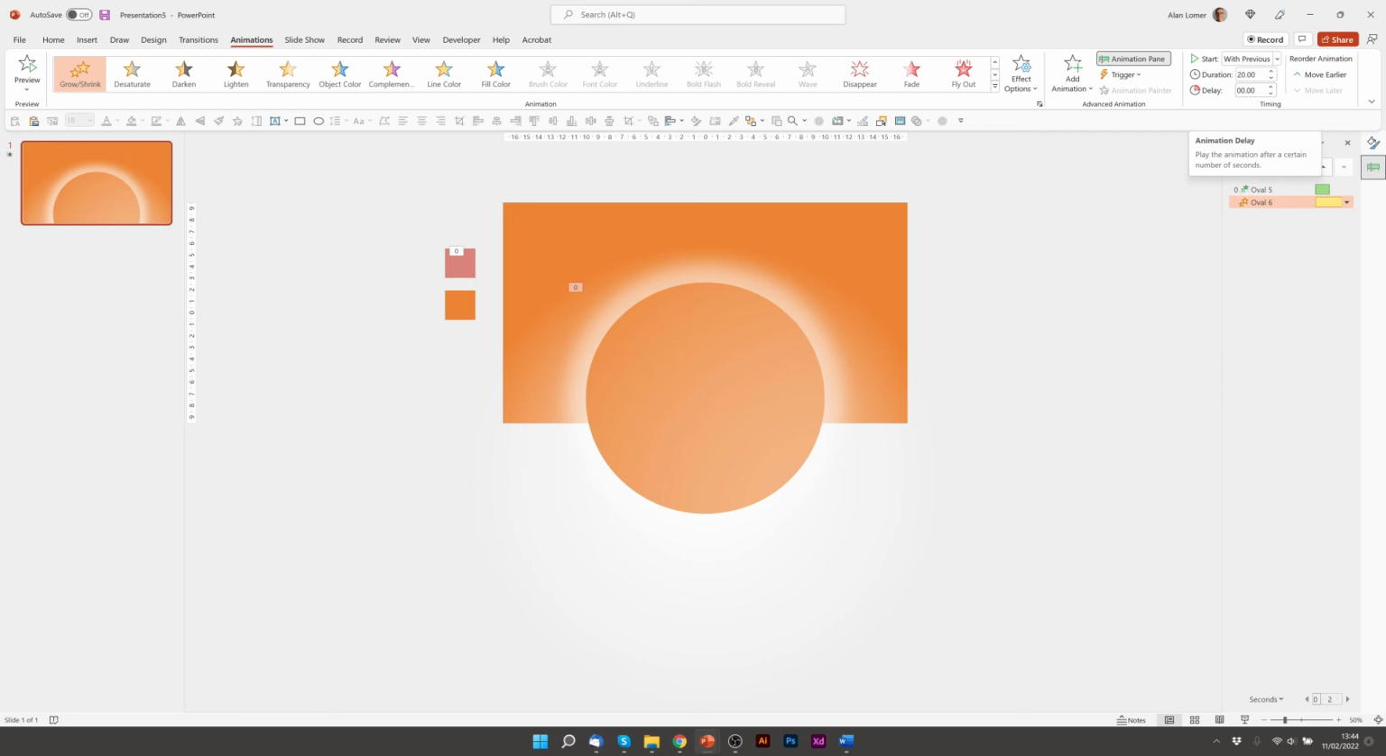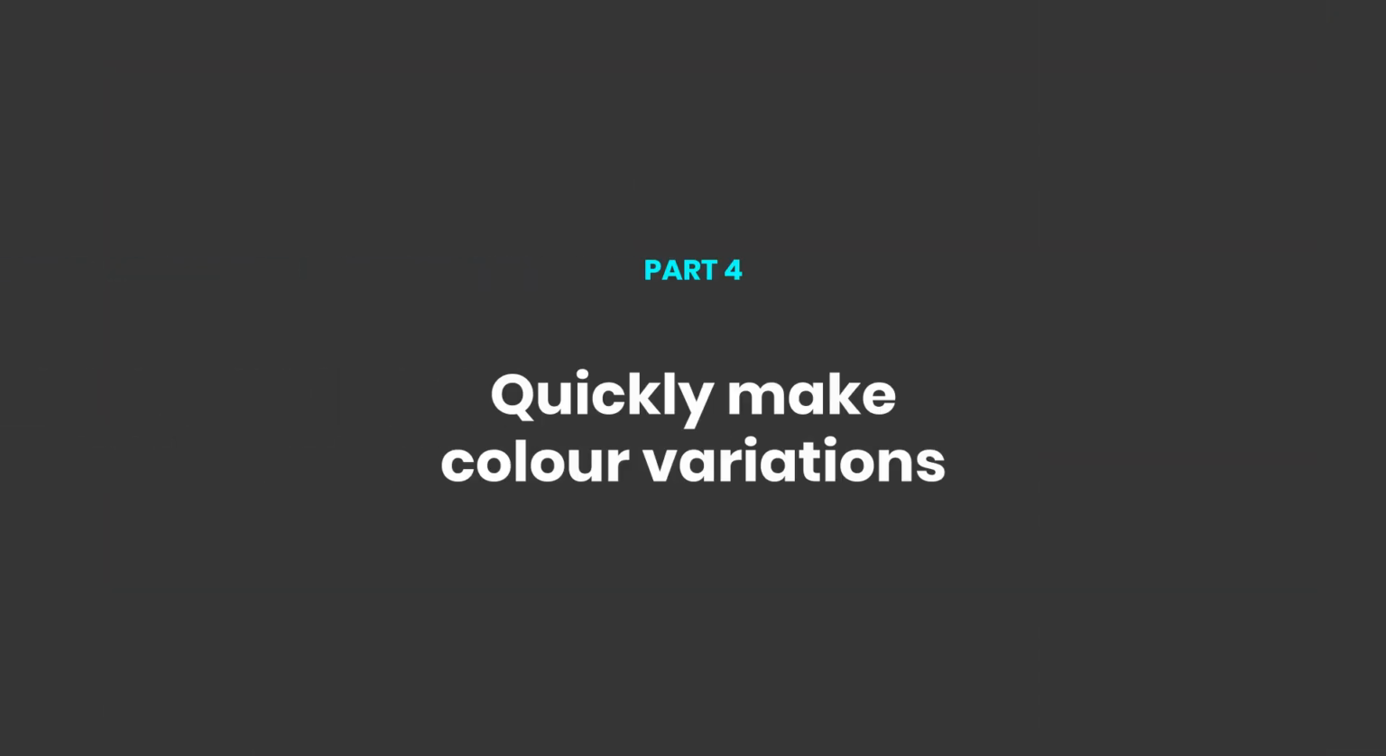So now when we play this, the light layer underneath will reveal, while the layer over the top will grow by 25%. Excellent. So there's this cool looking sunrise effect that works really well, and I'm just quickly going to show you how you can make colour variations of this.